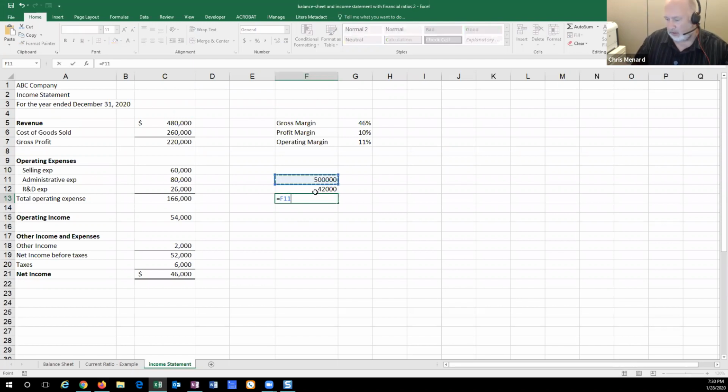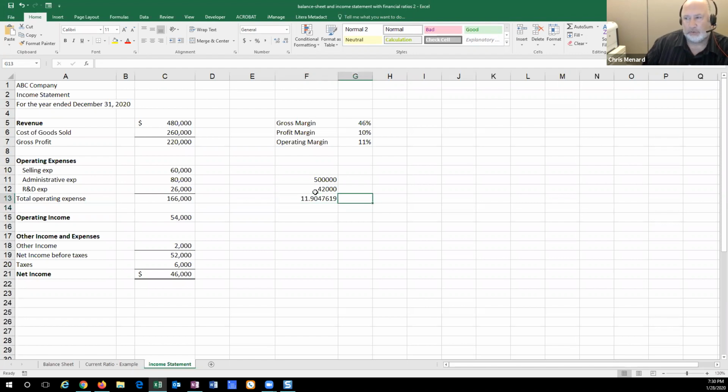So we're turning over our AR 11.90 times. The higher the number in general, the better. So this ratio right here, just by itself is good, but there's another one that goes with it, and this.